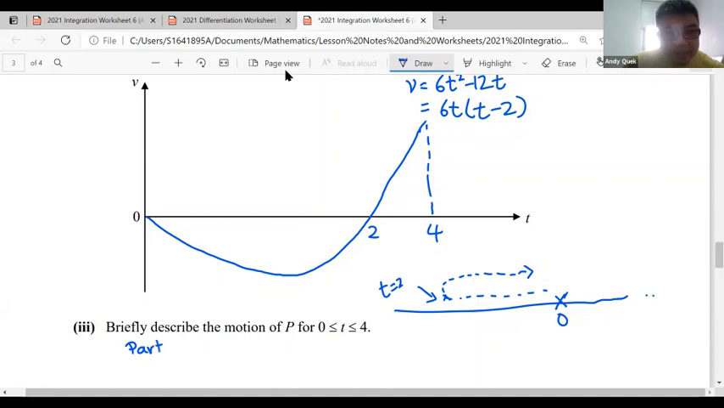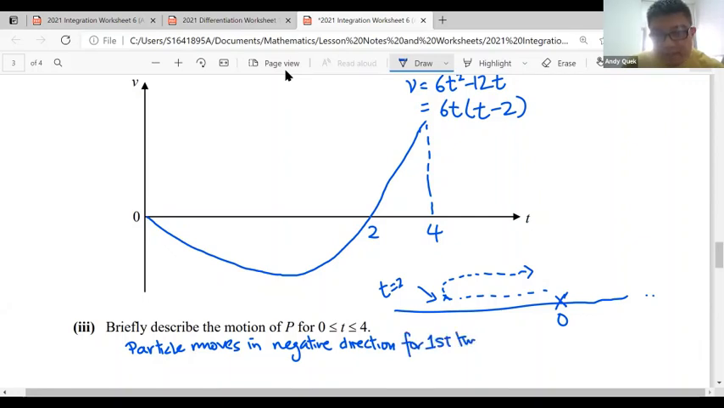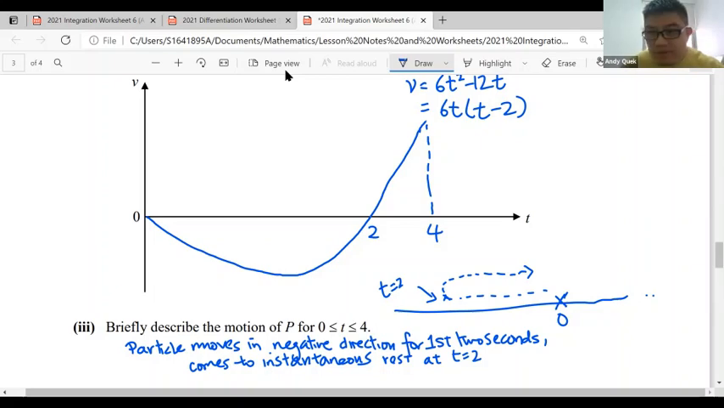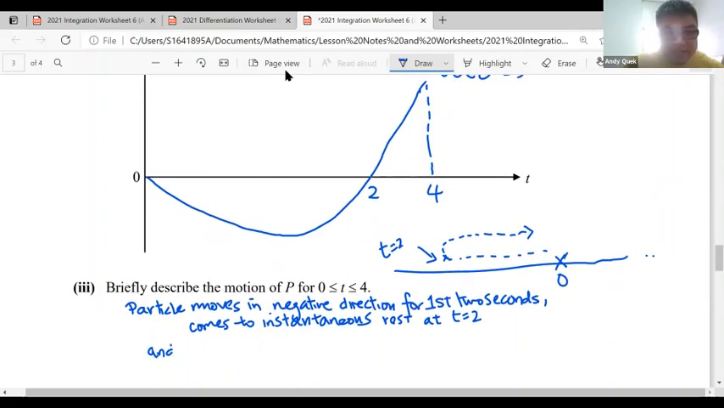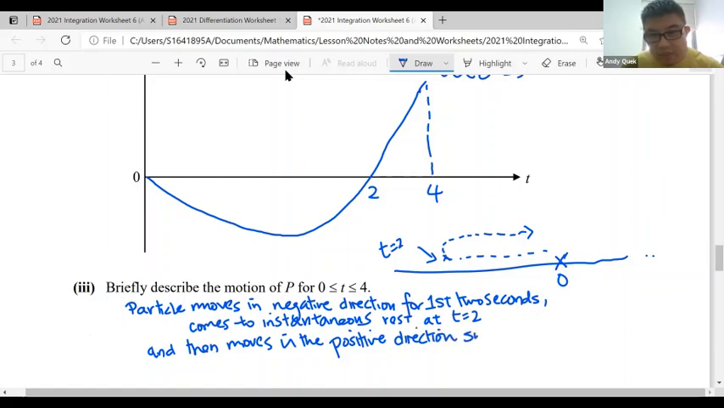So particle moves in negative direction for first 2 seconds, comes to instantaneous rest at t equals 2 and can then move in the positive direction subsequently.